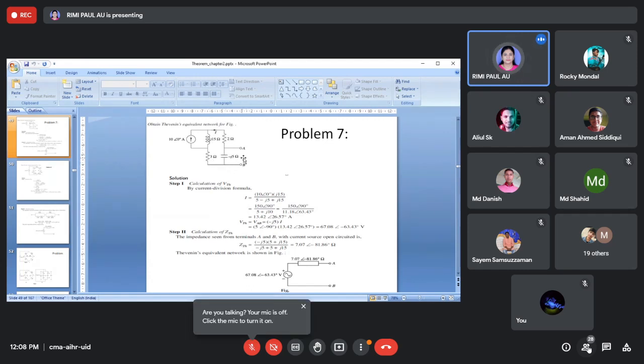If you see from this side, if you consider this point, then you can see these 2 points: minus J5 in parallel with 2 plus 3 plus J5. That means 5 plus J5. So minus J5 in parallel with 5 plus J5, because this path is open circuited now. This is the main problem.